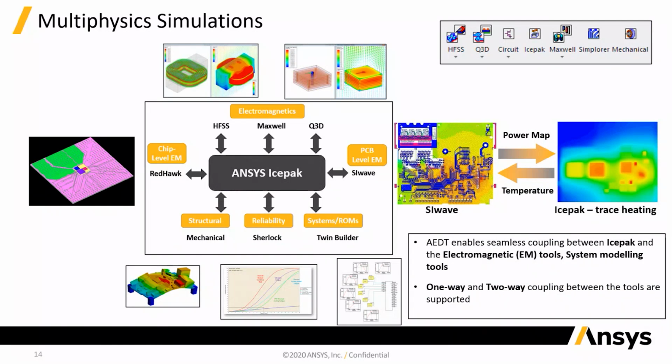So now let me talk about multi-physics simulations. Any device we take, there are a lot of physics involved. For example, HFSS, Maxwell, Q3D, these are on the electromagnetic side. My colleague Nijas talked about HFSS in the prior session. There can be chip level modeling, we can have PCB level modeling, and then we want to see the stresses in the board using Mechanical, predict the life using Sherlock, or build reduced order models using Twin Builder. So Icepak is well connected with all these different solvers.